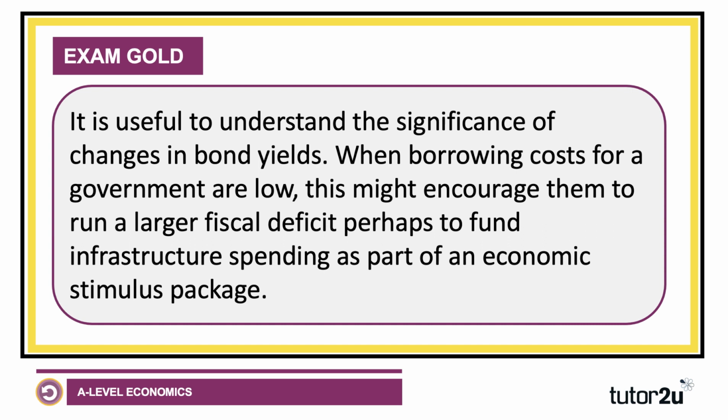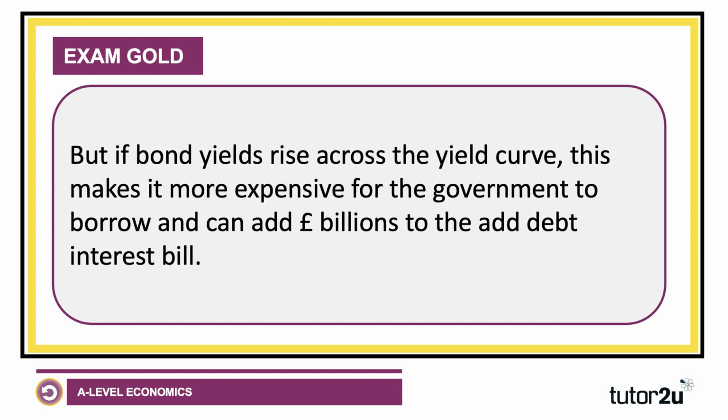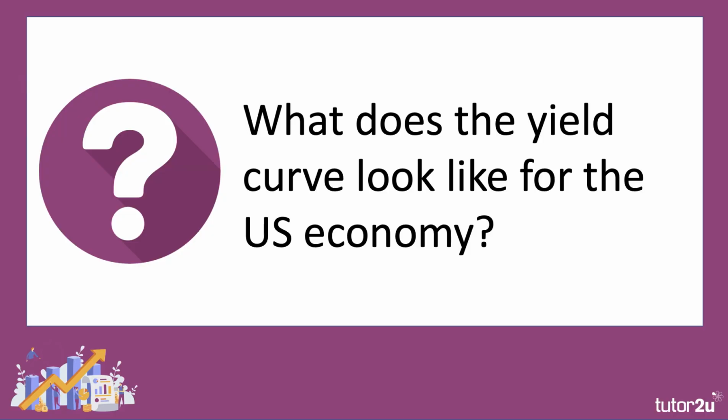As you've seen from the previous chart, bond yields in the UK are very low at the moment, but they don't necessarily have to remain at that low level. Indeed, if bond yields rise across the yield curve, this will make it more expensive for the government to borrow money. And even a 1% change in bond yields across the curve can add many billions to the annual debt interest bill that a government must face.